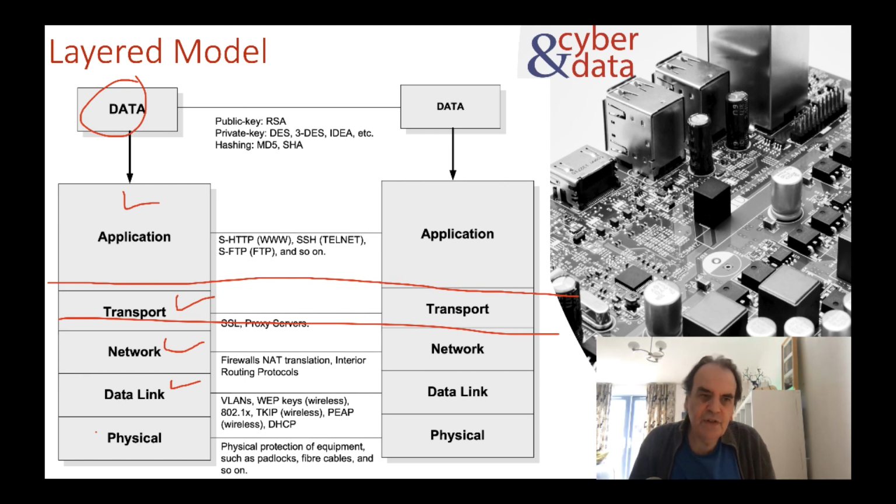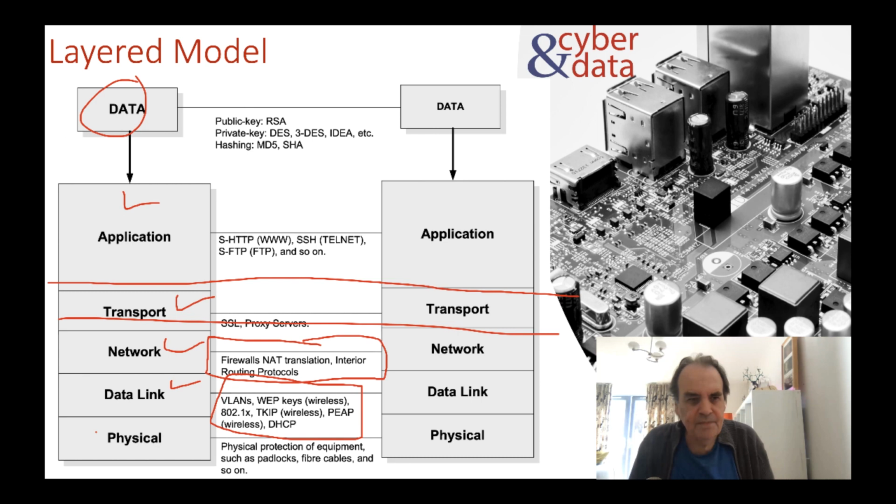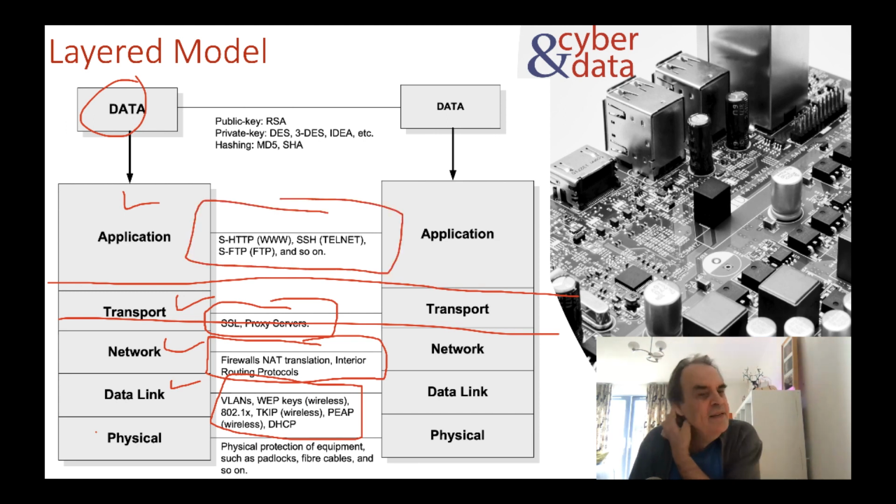For a security infrastructure, we look at the data link layer, setting up what are called VLANs to segment our data at this layer. We also, at the network layer, look at firewalls, network address translation, what are called interior routing protocols, and so on. And then at the transport layer, we have what's called SSL integration, proxy servers, and so on. And then at the application layer, we can protect protocols such as HTTP, Telnet and FTP with their secure versions, which will tunnel them.